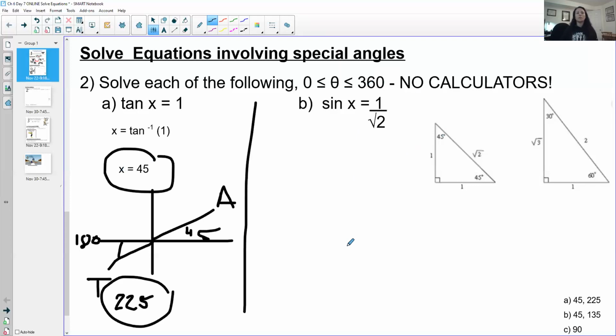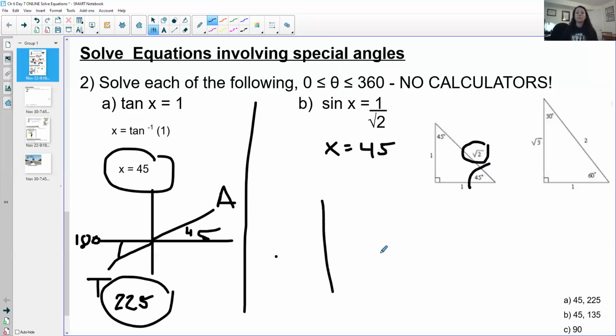You guys can do C on your own. So now I'm looking at sine of x equals 1/√2. The only triangle that has √2 is this one. So this is kind of nice also. Pick an angle. I am looking at opposite over hypotenuse. This angle of 45 does give me this ratio, so my x would also be 45.